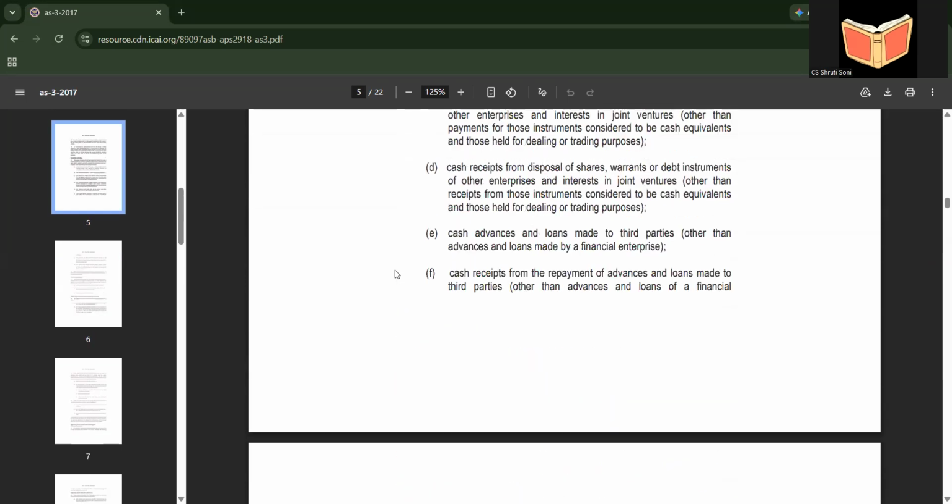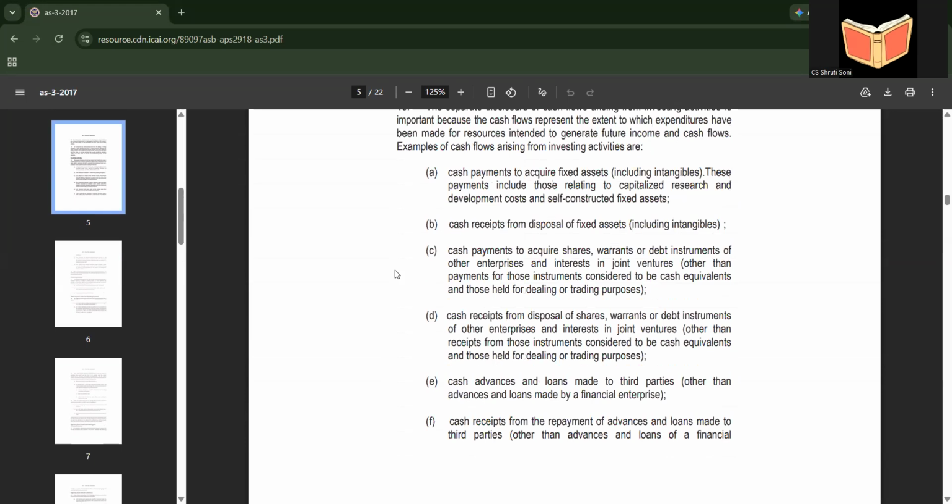If there is a question like this in front of you, then we know that operating activities are the principal revenue producing activities, and they are different from your investing and financing activities. Since the company I mentioned is holding shares and debentures for trading purposes, and that's a part of its business, it should be classified as operating activities. Clear?